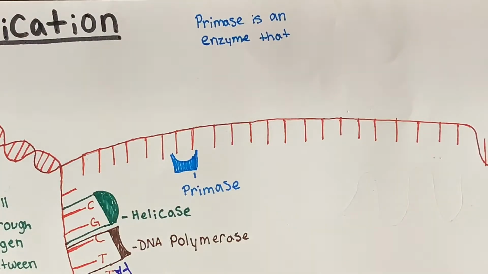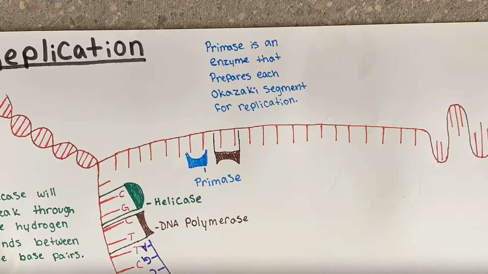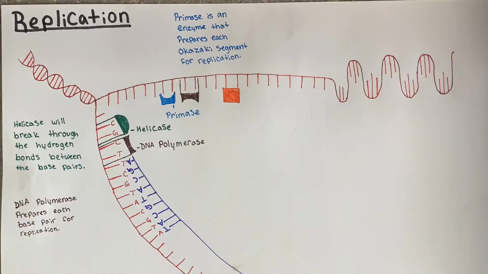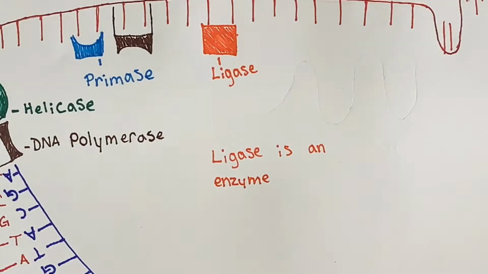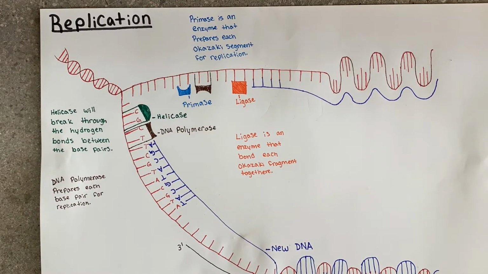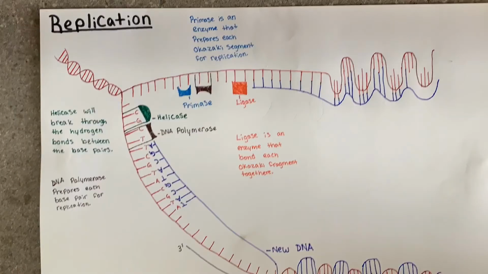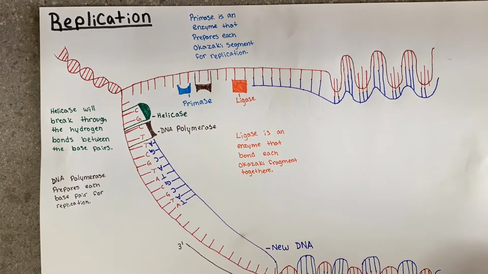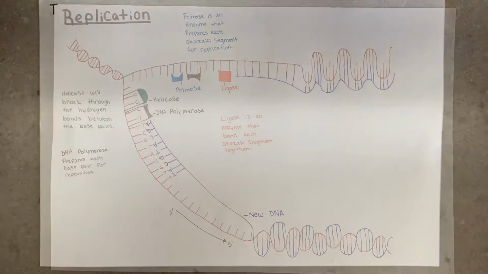The strand that is made is called the lagging strand because there are different sections that need to be paired together. These sections are called Okazaki fragments. Enzymes need to be placed down to pair them together. Primase prepares the segment for replication. Then, ligase comes and glues them together. And just like that, you have fully replicated DNA.